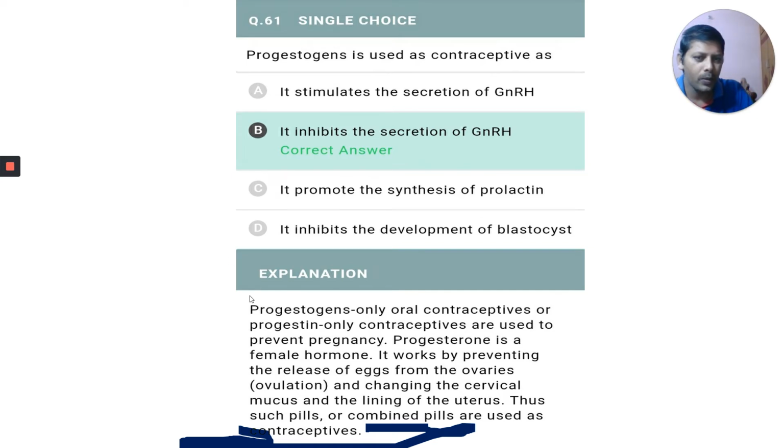Progestogen-only oral contraceptives are progestin-only contraceptives used to prevent pregnancy. Progesterone is a female hormone. It works by preventing the release of eggs from the ovaries. Ovulation does not occur, changing the cervical mucus and lining of the uterus. Thus such pills or combined pills are used as contraceptives.